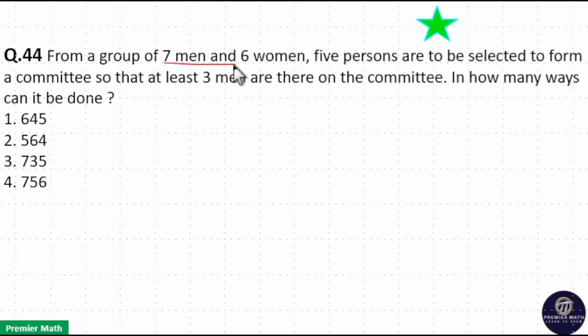From a group of 7 men and 6 women, 5 persons are to be selected to form a committee so that at least 3 men are there on the committee. In how many ways can it be done? Here, at least 3 men means a minimum of 3 men, or 4 men, or a maximum of up to 5 men, because the capacity of the committee is 5. Now, if you are including 3 men, there should be 2 women as well. The total capacity of the committee is 5, so 3 plus 2 is 5.